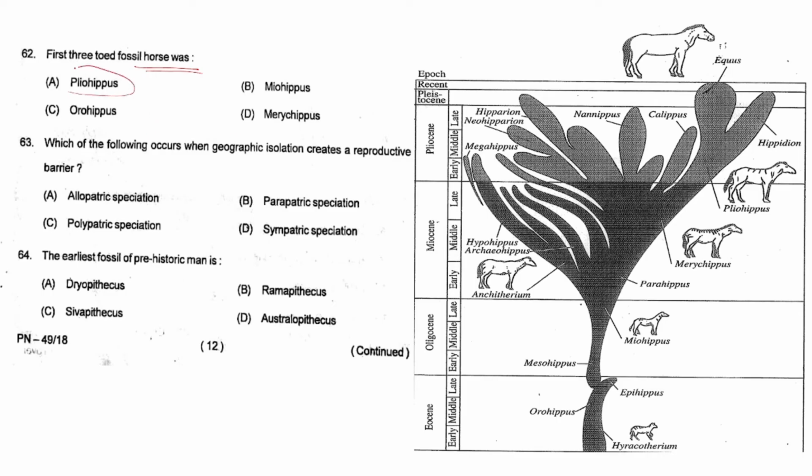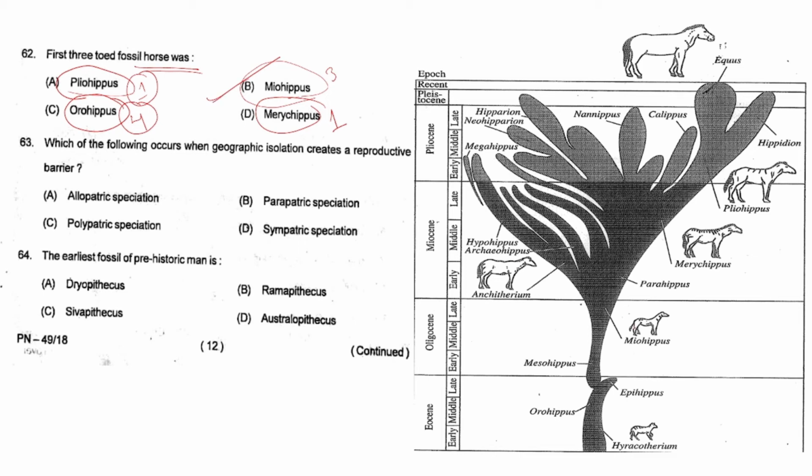Okay, Pliohippus is just primitive to the modern horse, so they had a single toe. Okay, Orohippus, this is an ancient one, they had four toes. Okay, Merychippus, they also had how many toes? One toe. Only Miohippus here is the option which has three toes. So option number B will be the right answer.